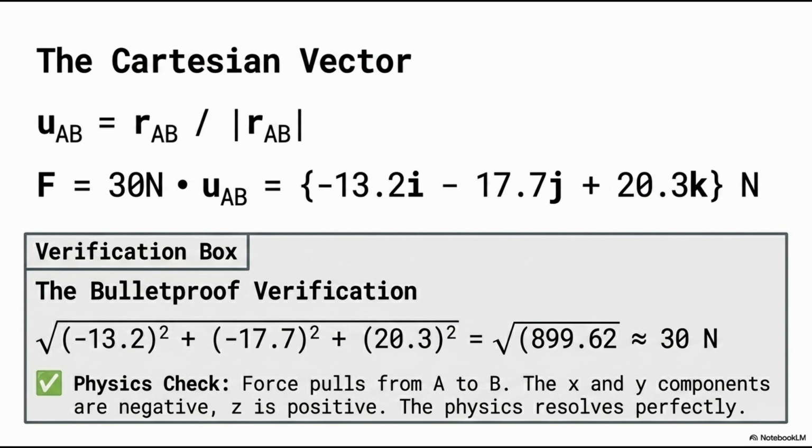To verify that our solution is 100% bulletproof, let us double-check the magnitude. If we take the square root of the sum of the squares of our three final components, the value resolves consistently to 30 newtons. Physically, because the force pulls from A toward B, the x and y components must be negative, and the z component must be positive. The physics makes perfect sense.